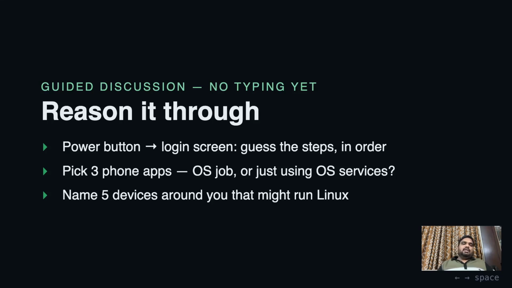Second, pick three apps on your phone. For each one, tell me, is it doing something in the operating system itself, like managing memory or files, or is it just using services the operating system provides? Third, name five devices around you, home, work, your car, appliances, that you think might be running Linux under the hood. Hint: anything with a screen and smart in the name is a good bet.